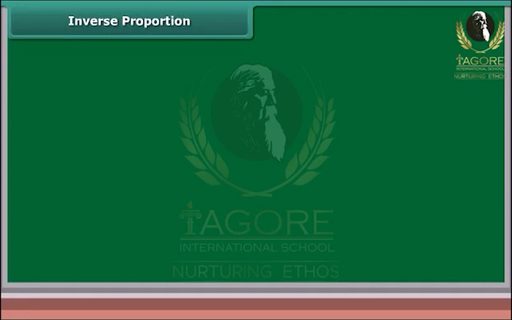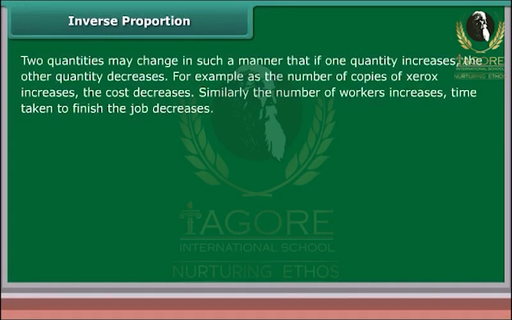Inverse proportion. Two quantities may change in such a manner that if one quantity increases, the other quantity decreases. For example, as the number of copies of Xerox increases, the cost decreases. Similarly, as the number of workers increases, time taken to finish the job decreases.